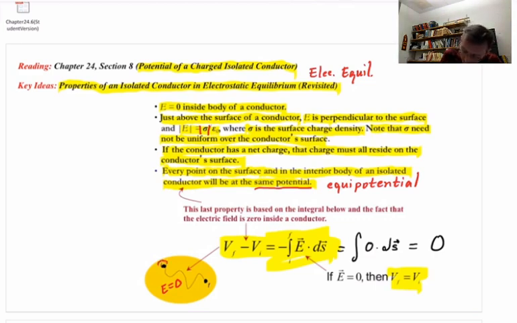And these two points have the same potential. But those points were arbitrarily chosen inside the body. So every point inside the body, including right on the surface, must be at the same potential. Okay? The conductor in electrostatic equilibrium is one big equipotential.